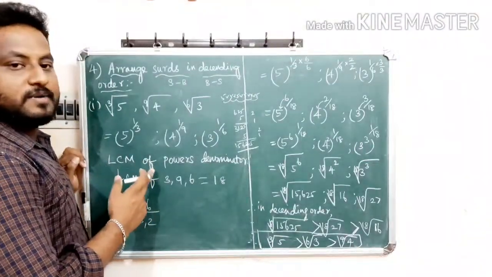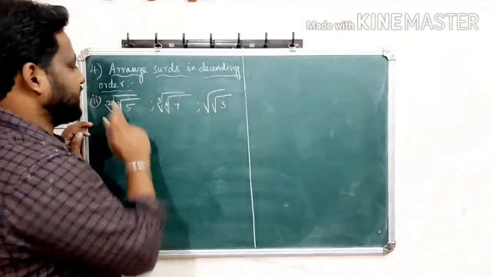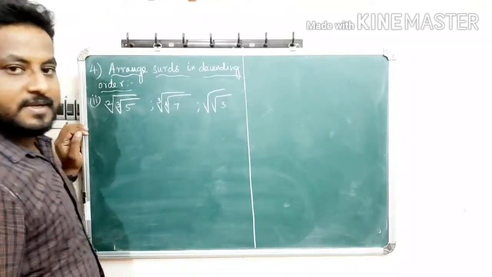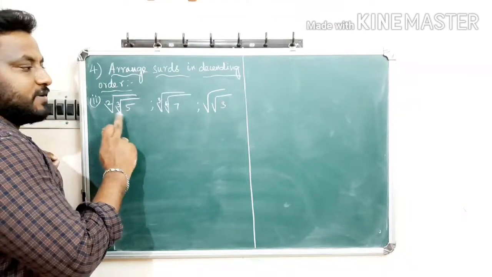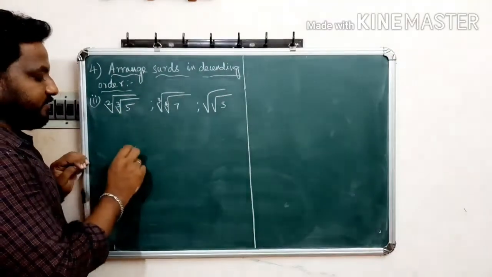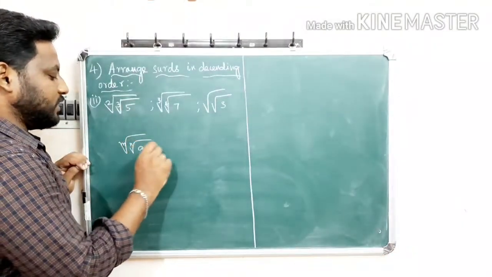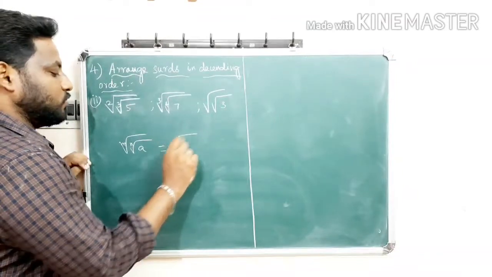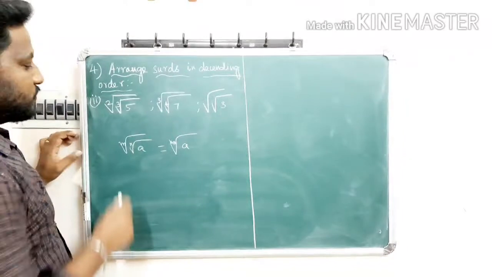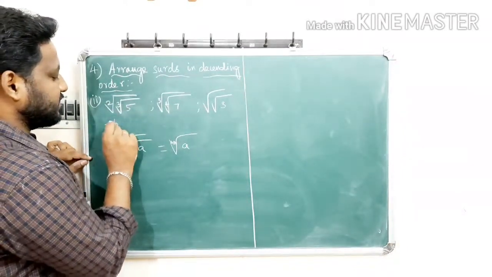So is there any doubt? Kindly ask me. And our second question: arrange the surds in descending order. So same as the previous question. Here 2 roots are given, so you have to convert them into 1 root. We know that root m of root n of a is root mn of a.